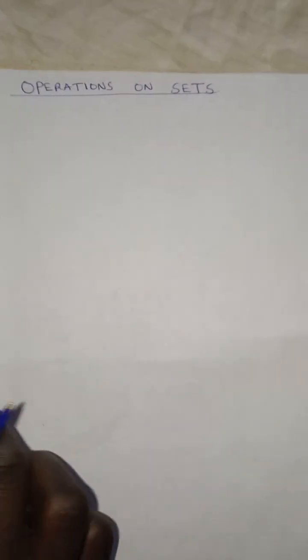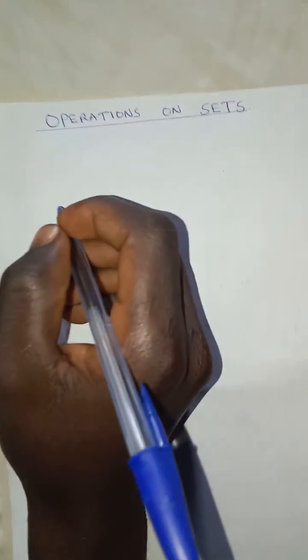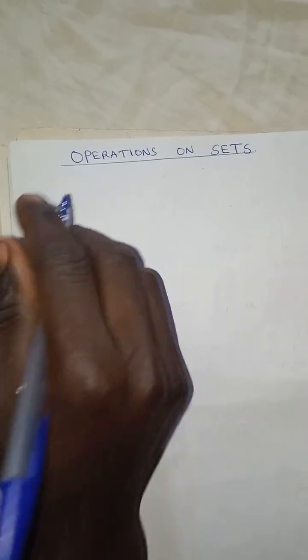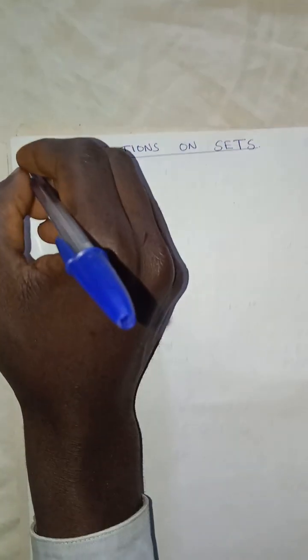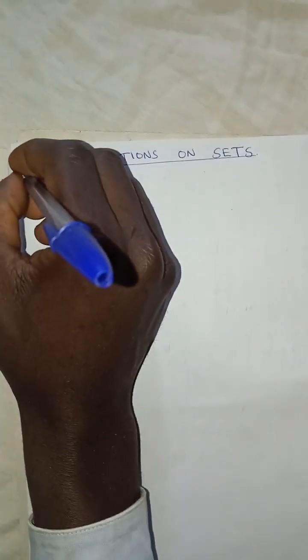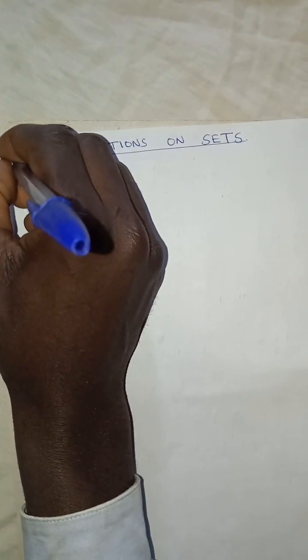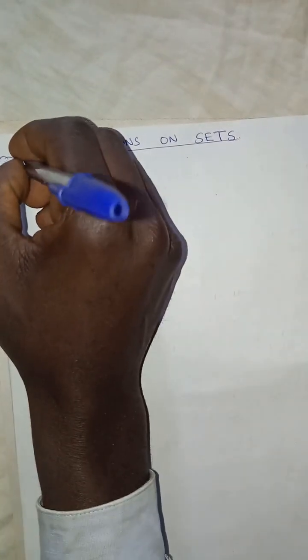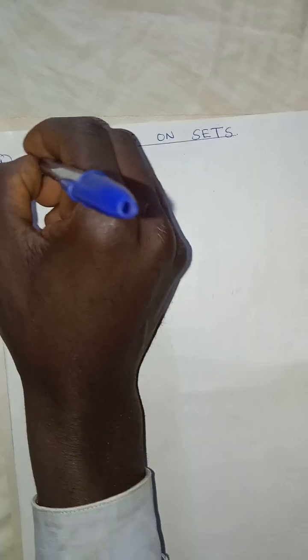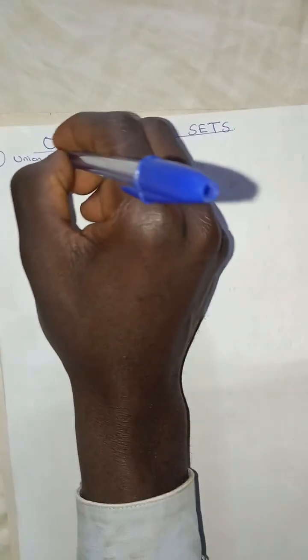Operations on sets, and we want to do a bit of extrapolation. We want to expound on the operations on sets. Number one, we are going to look at the union of sets.